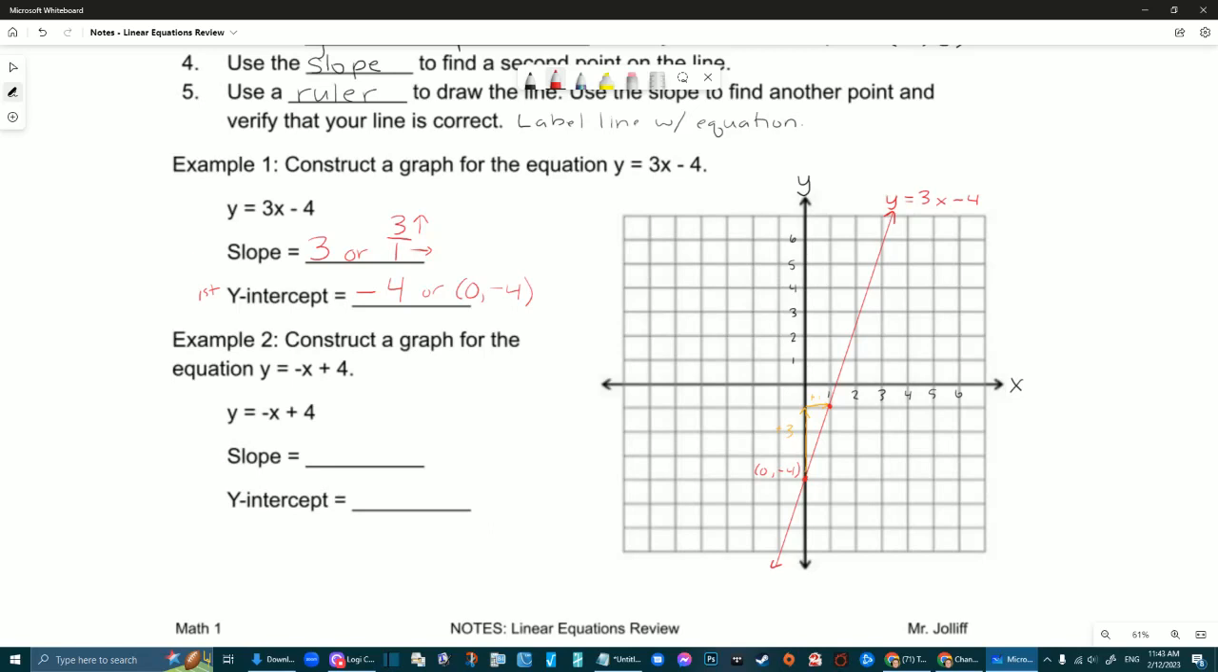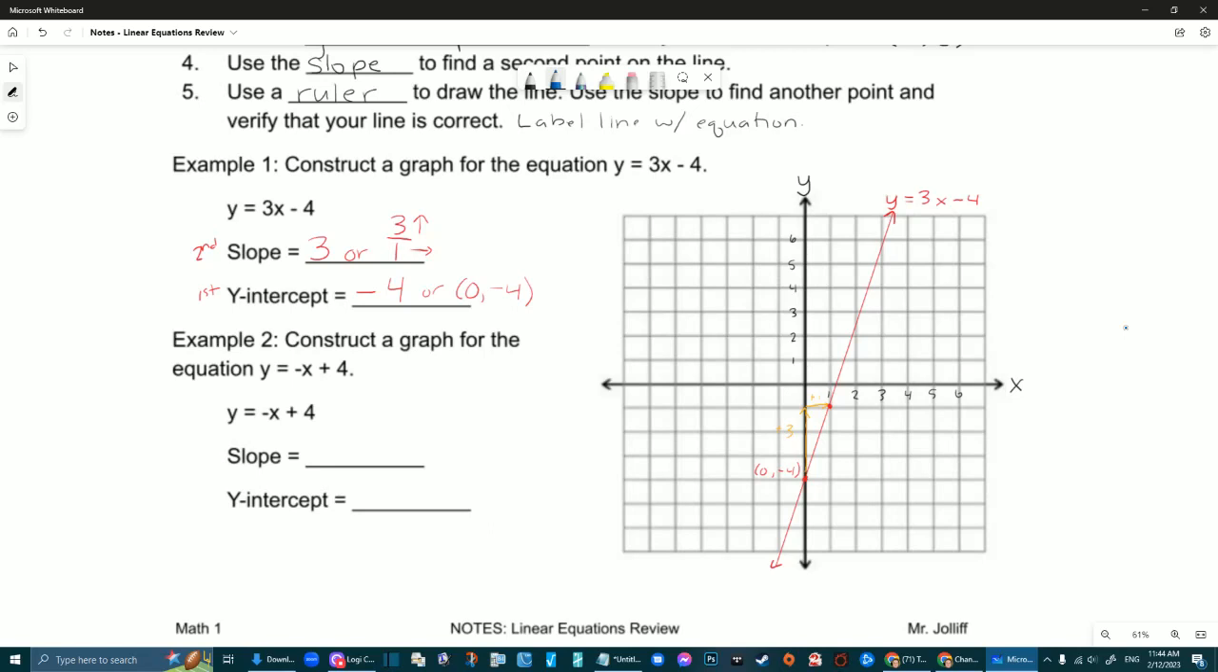Whew. Okay, let's try another one. I'll try and go nice and slow. This one I'm going to do in blue. I think that'll be easy to see. And it says construct a graph for the equation y equals minus x plus 4.